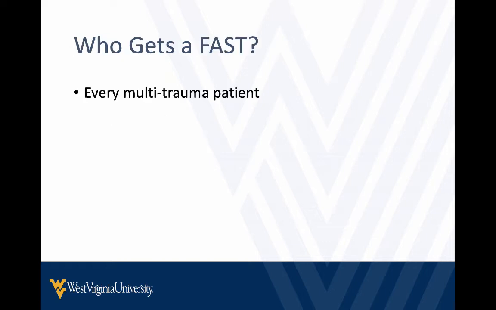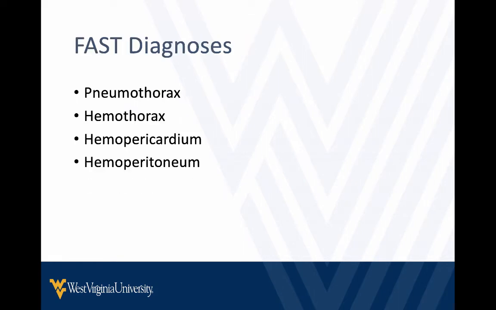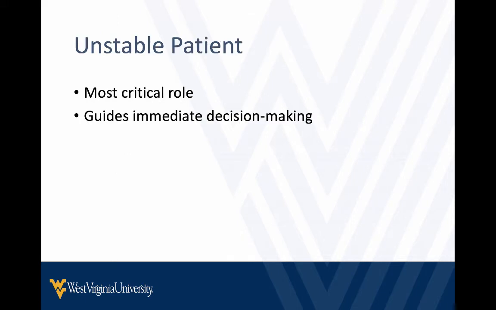Who gets a FAST? So anybody with multi-trauma. And you may hear some debate or some controversy. Some of this is my opinion, although there is evidence to back up some of the statements that I'm going to make. Adds to the history and physical. Make it part of the primary survey. Make these 4 diagnoses as we talked about.